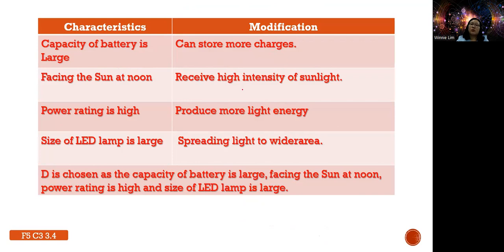Facing the sun at noon, receive high intensity of light. You see, power rating is high. You didn't write the number, notice or not? Produce more light energy. Size of LED is large, so you can spread light to a wider area. And then lastly, you say I choose D, as the capacity of battery is large, facing the sun at noon, the power rating is high, and the size of LED is large. Yeah, so this is the way how you all answer the 10 marks question for question 9 and also question 10.